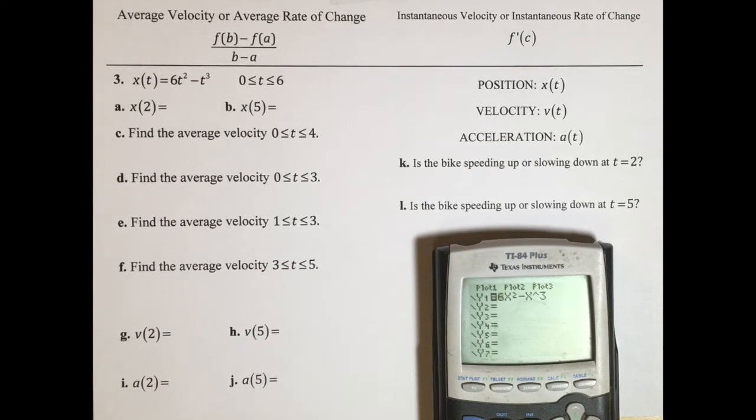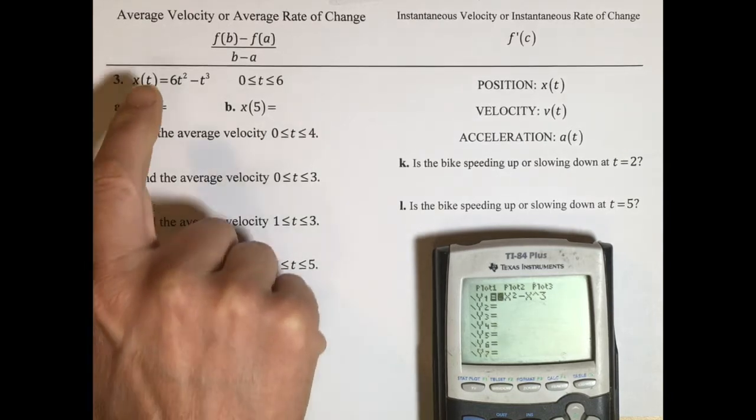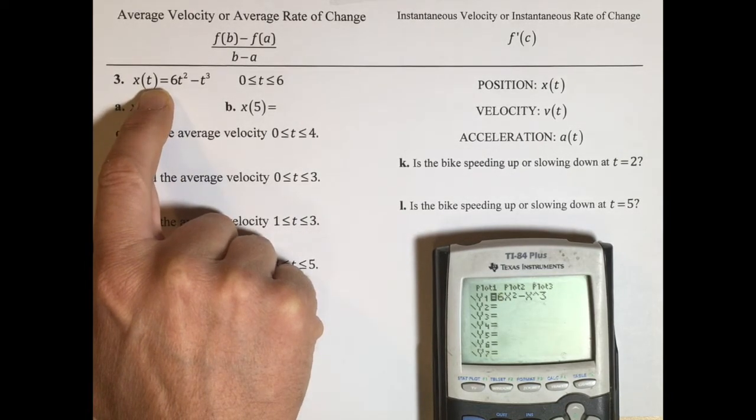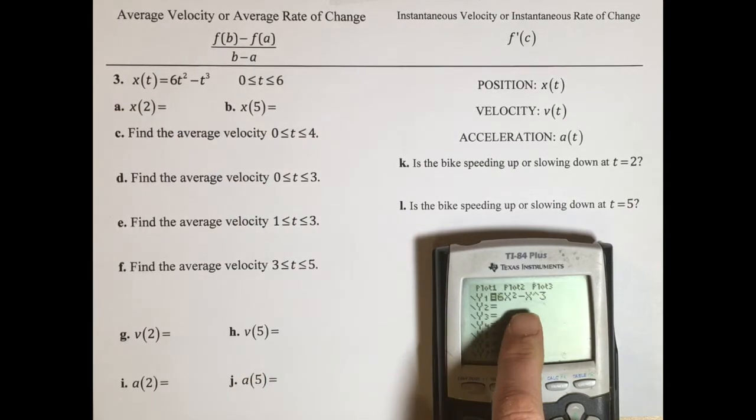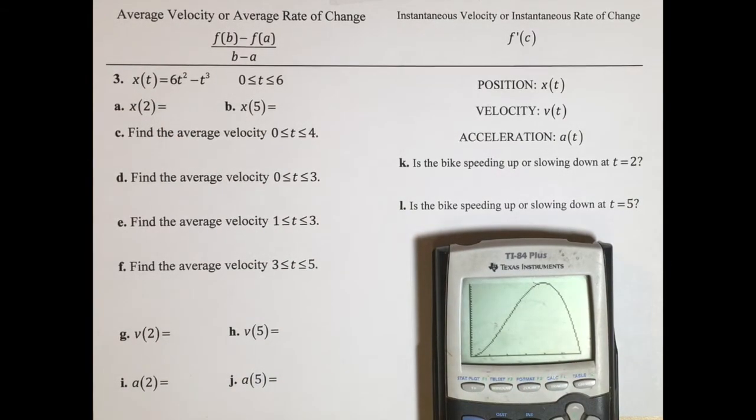The position or distance his bicycle is from home can be represented by x of t, where x is measured in miles and t is measured in hours. Let's take a look at this function x of t graphed from time 0 to time 6. This function will of course give us the position or location of his bike.